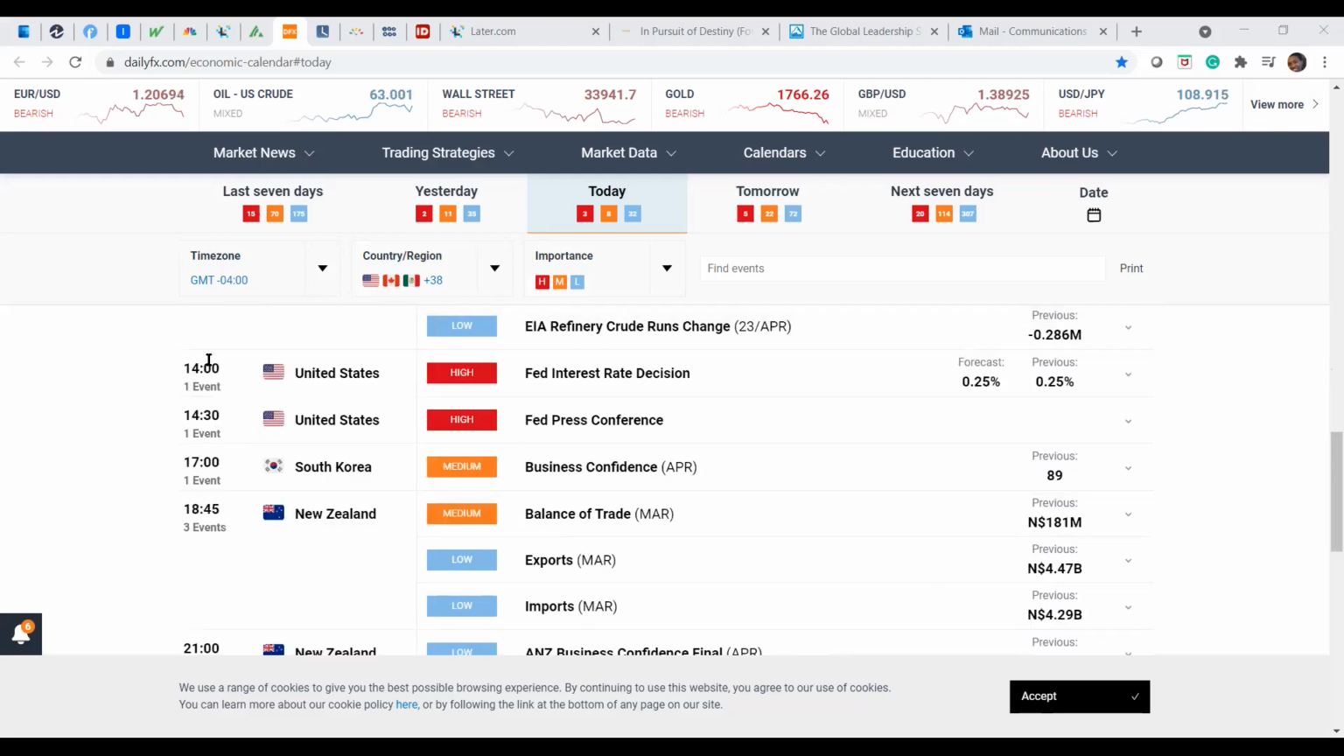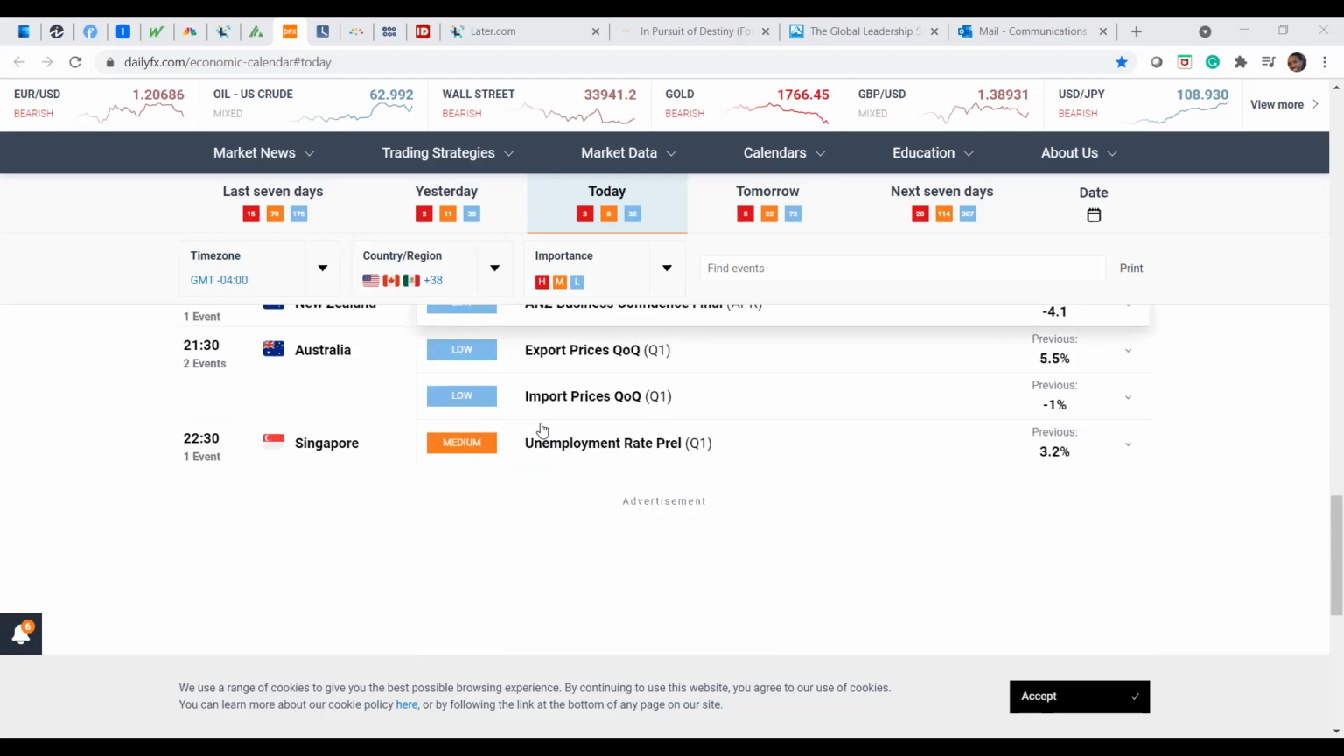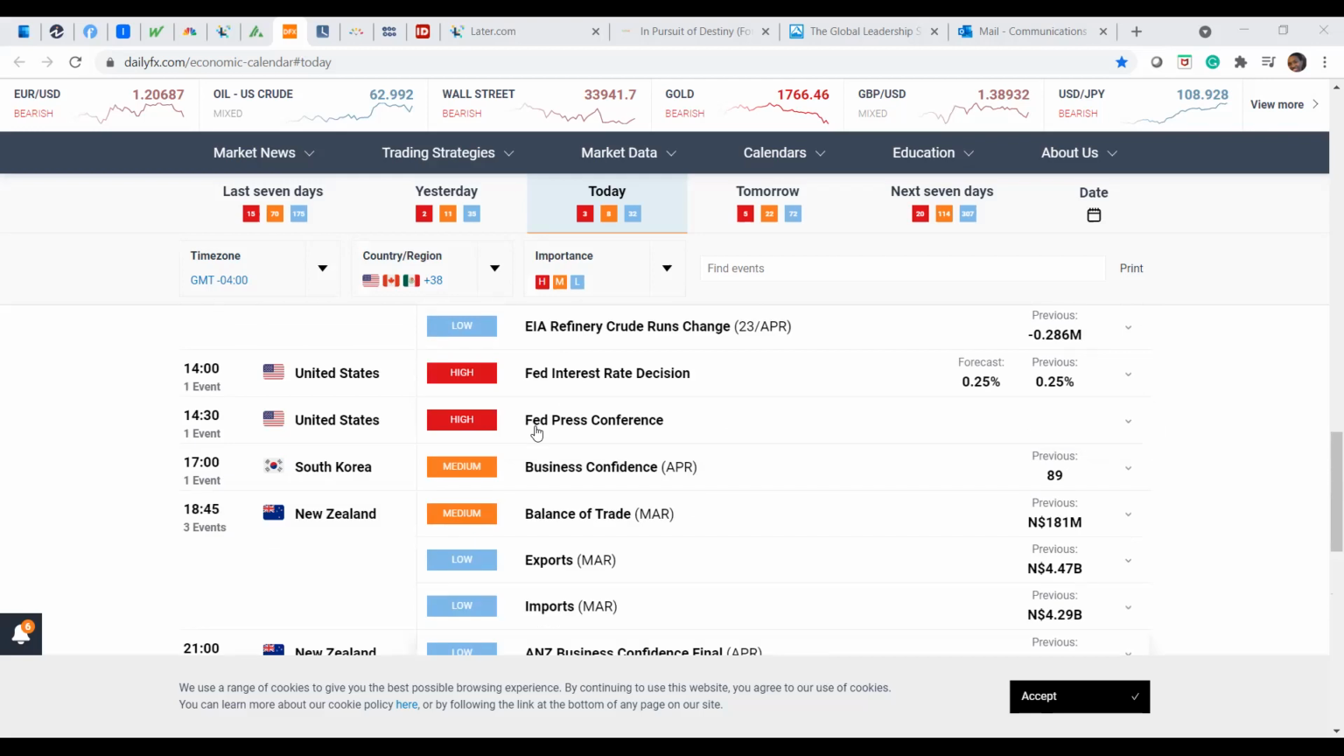And then we move to about the 2 o'clock mark, and there is a report of high importance in the US, which will affect both my Canadian US trade as well as my Euro US trade. This is the federal interest rate decision. And at 2:30, there's another report of high importance, which is the Federal Press Conference. Then there's pretty much nothing else that will stop me from trading. Around 2:30, I'm going to have to wait till just before the 2:30 mark before I can start my trade for today.